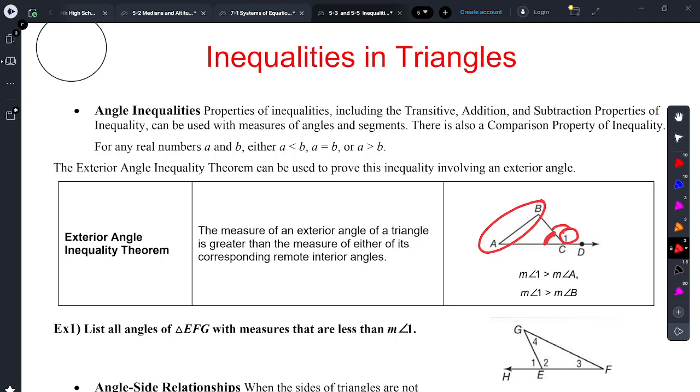Yeah? All right. And all the triangle exterior angle inequality theorem says is that neither of these is greater than that. That's all it's saying. And that makes sense. If they add up to angle 1, then each one must be smaller than angle 1. Pretty simple? All right. I don't use that theorem very often, but there it is.